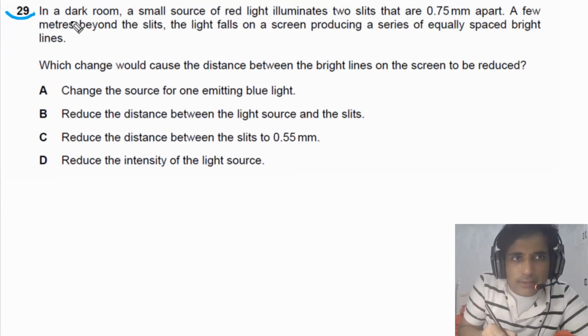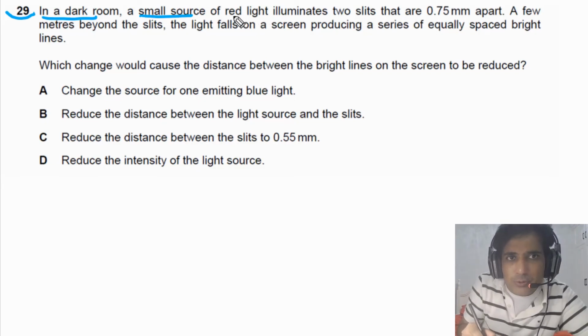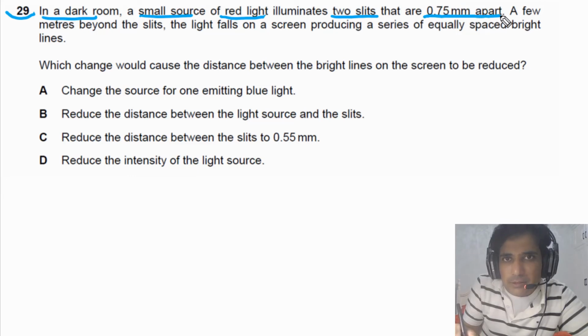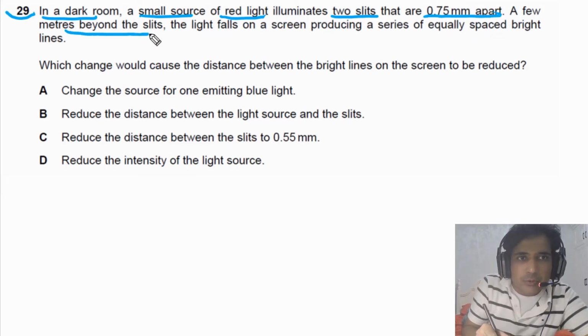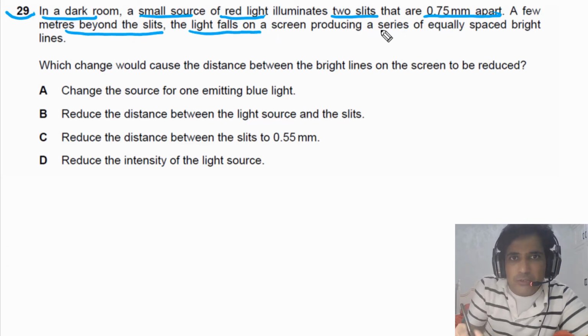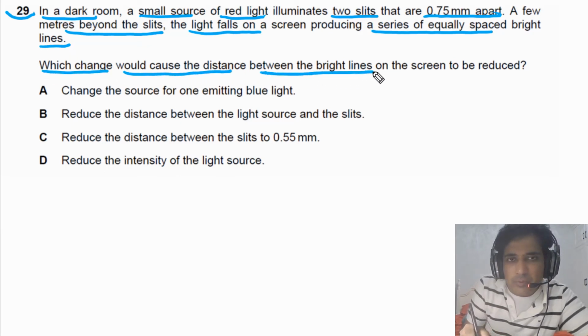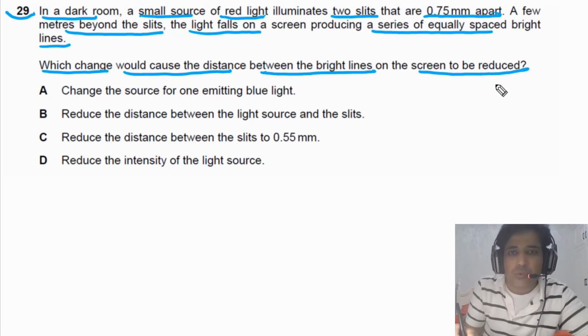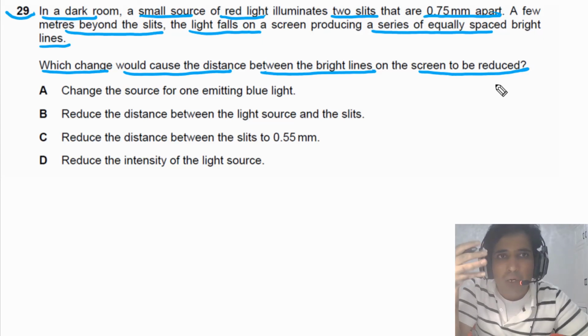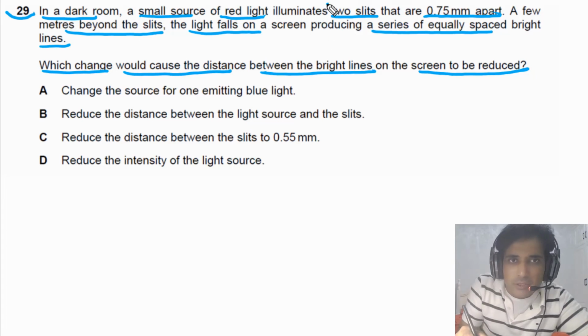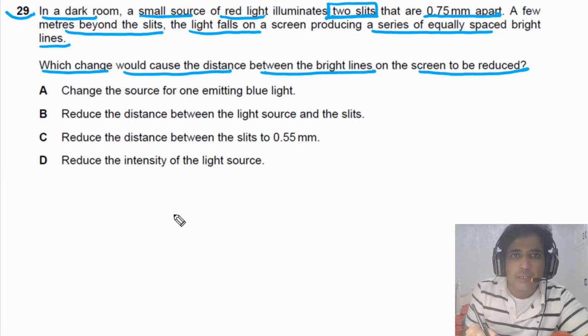For question number 29, it is given to us that in a dark room, a small source of red light illuminates two slits, and the distance between the two slits is 0.75 mm. A few meters beyond the slits, the light falls on a screen, producing a series of equally spaced bright lines. We need to find out which change would cause the distance between the bright lines on the screen to reduce. First we need to understand whether this question is about Young's double slit or about a diffraction grating. The statement mentions two slits, so it is about Young's double slit experiment.